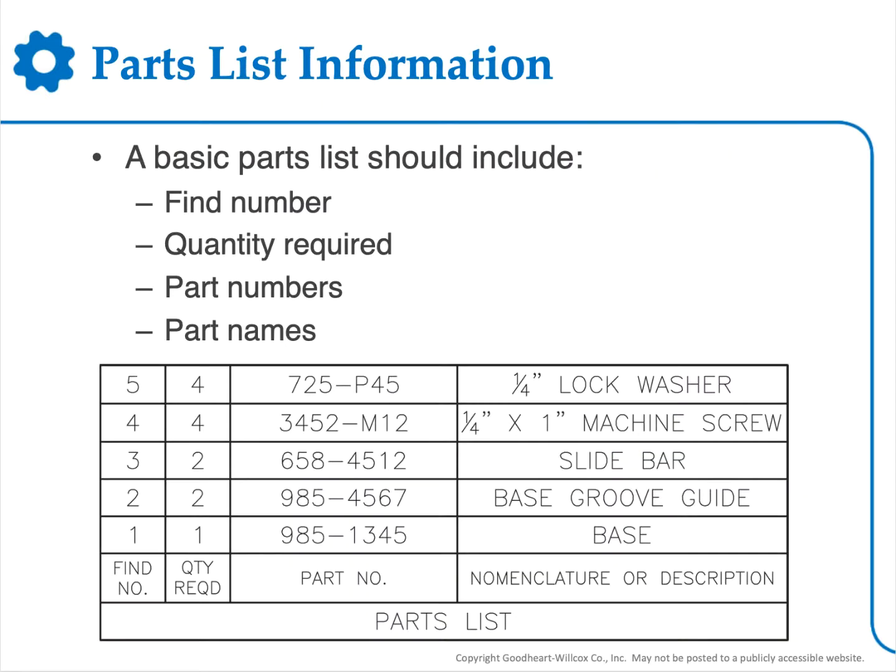A couple of slides previous, over here, I talked about the parts list. And so, just to define more about the parts list, basically, this is a dead giveaway that you're working with an assembly drawing when you see a parts list on top of the title block. A basic parts list should include a find number. I like to call this a detail number or a part number. This textbook likes to call it a find number, but it means the same.